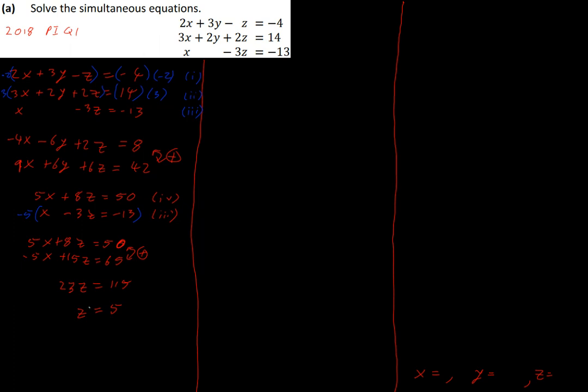I have an equation with z and x, so my next port of call is going to be to find x. So write down the equation you are going to sub into. Do not skip that step. Z is equal to 5. Subbing in. Always put brackets around anything you sub in. It minimizes the chance of errors. Minus 15 is equal to minus 13. Rearranging, x is equal to 2.